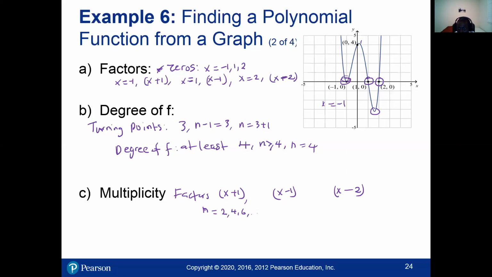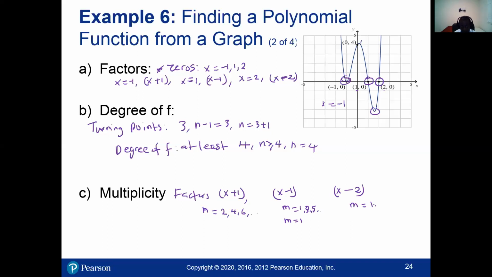Now it crosses the x-axis at 1, and also at 2. So for that, it's an odd number. So your m must be 1, or 3, or 5, and so on. We'll pick the least, which is m equal to 1. And similarly, because it crosses the graph at positive 2, the least multiplicity of the factor x minus 2 will be equal to 1.